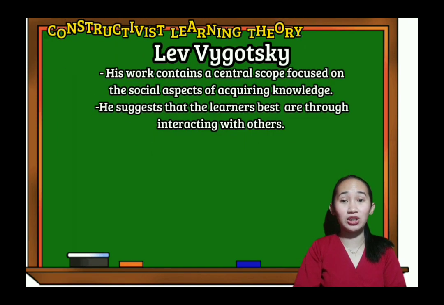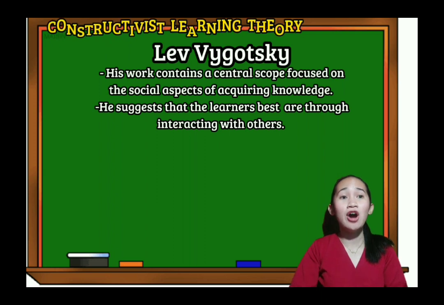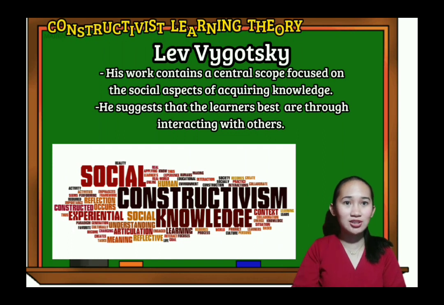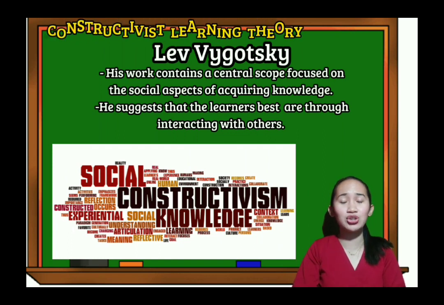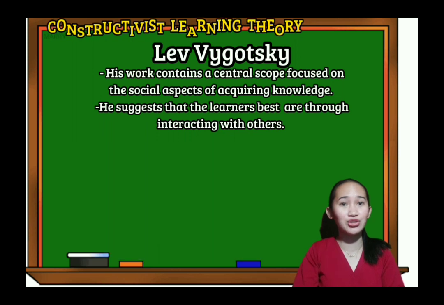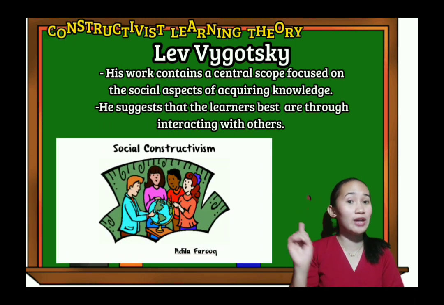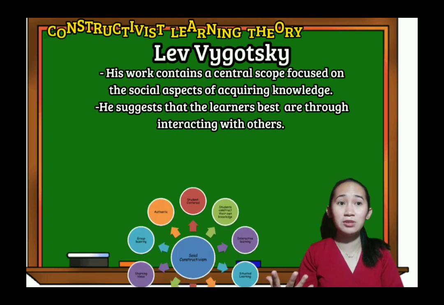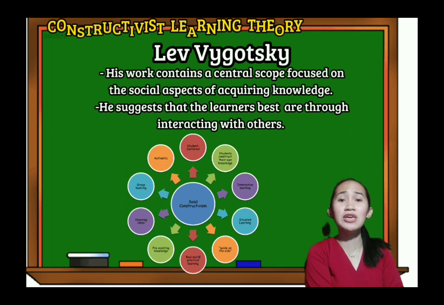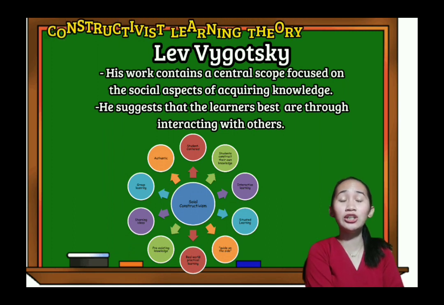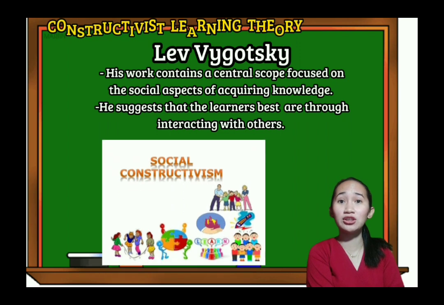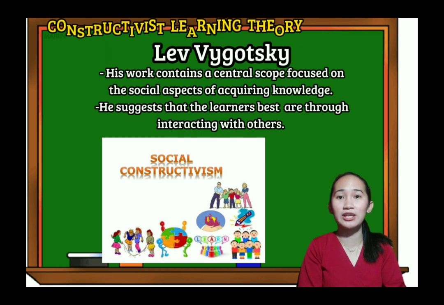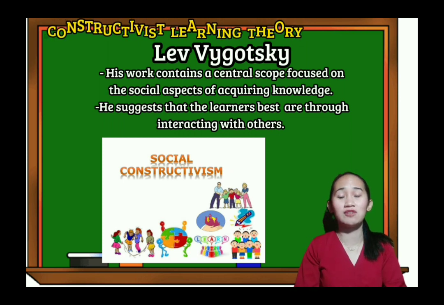Lev Vygotsky's work contains a central scope focused on the social aspect of acquiring knowledge. He suggests that the learner learns best through interacting with others. Through the process of working with others, learners create an environment of shared meanings with peers. By being immersed in the new environment, the learner is able to adapt subjective interpretations to become socially accepted, and culture plays a large role in cognitive development.